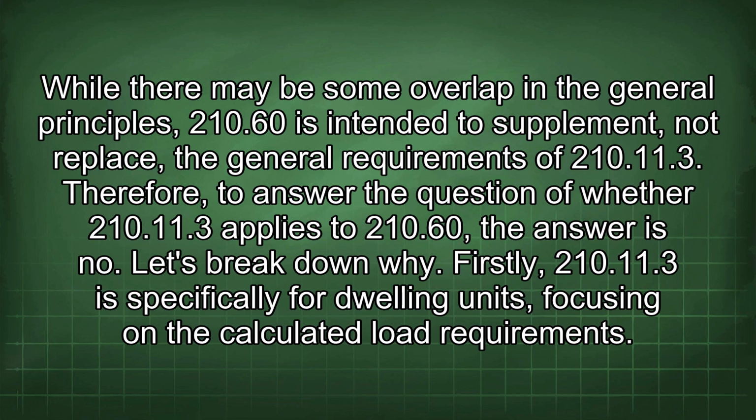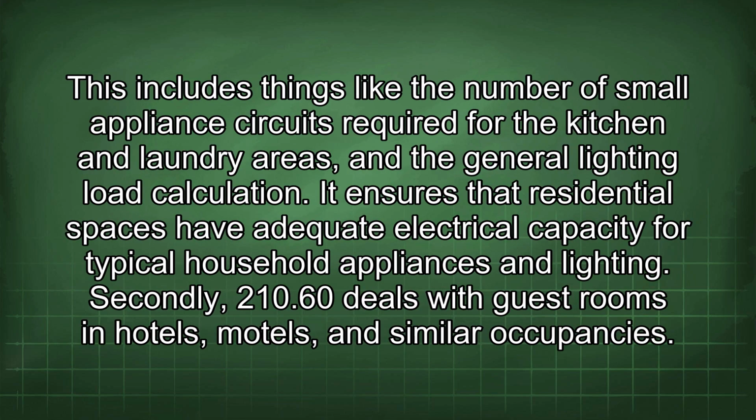210.11(3) is specifically for dwelling units, focusing on the calculated load requirements. This includes things like the number of small appliance circuits required for the kitchen and laundry areas, and the general lighting load calculation. It ensures that residential spaces have adequate electrical capacity for typical household appliances and lighting.